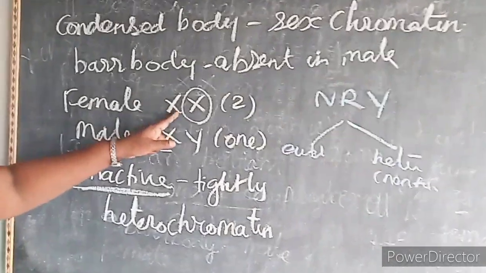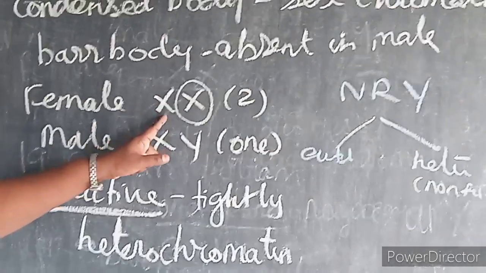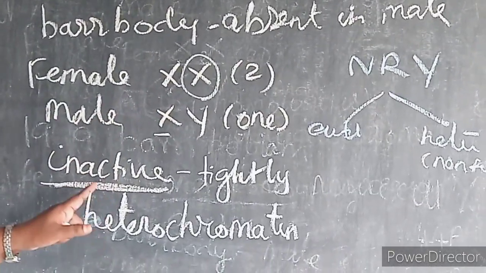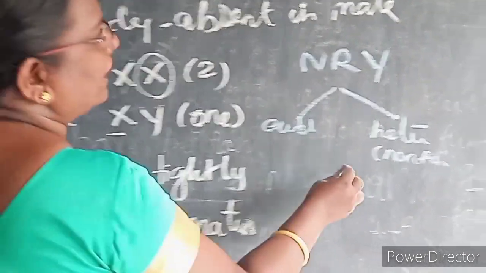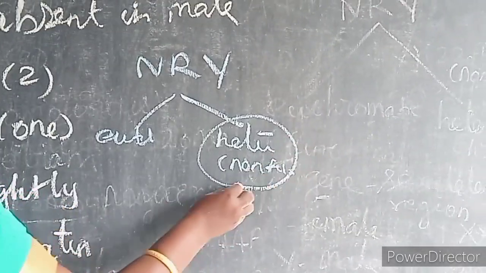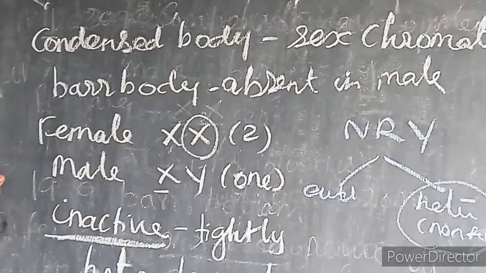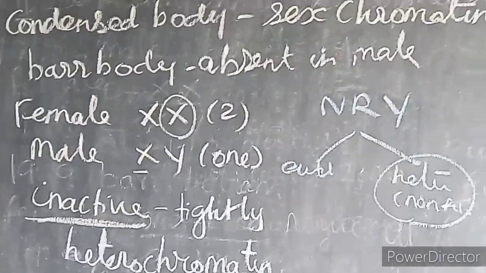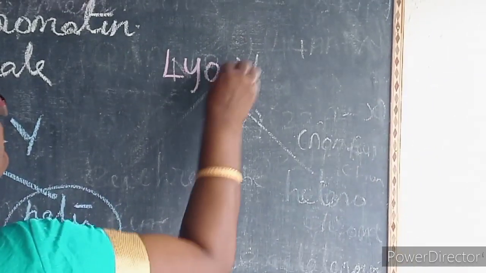So what happens in the Barr body? If there are 2 X chromosomes, one X chromosome becomes inactive, functionless and tightly coiled, and is placed in the heterochromatin. So that is called dosage compensation at the Barr body. Next we'll see two more questions.